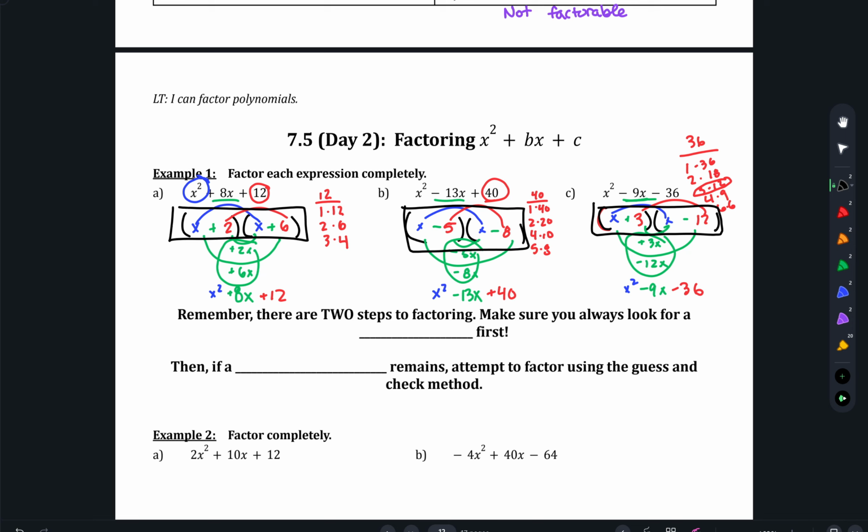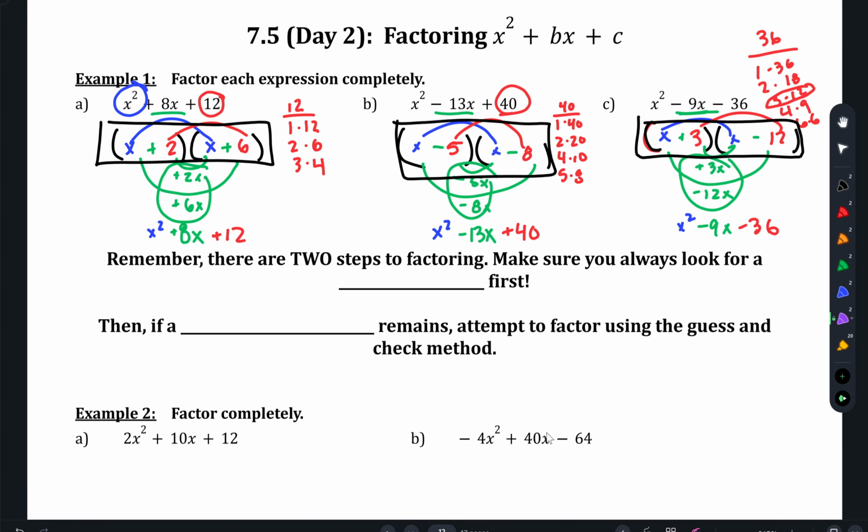So if you remember from yesterday's notes, I told you there were 2 steps to factoring. We kind of ignored the first one yesterday, but we're going to go back to it. The first step every time we factor is that we need to make sure you look for a GCF first. Then, if a quadratic remains, what is a quadratic?